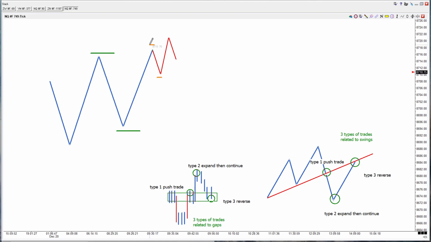Okay, so I'm going to use this as an example to try and get across the essence behind each one of these trades, behind a push trade, behind a type 2, behind a type 3. There's a feeling behind it, right? It's not just a pattern. So a push trade, right? It's called a push trade because it's pushing. So you see the swings are smaller. There's some momentum going on in the market.